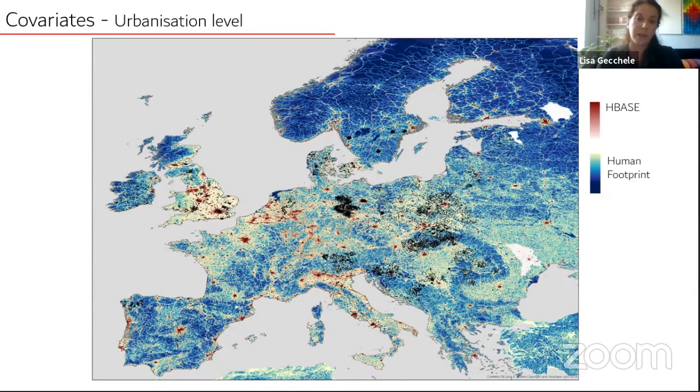Actually, initially I was thinking of combining these two to have one single measurement, but I never really found a meaningful way to do it. So I ended up fitting two models, one with each of them. I'm only going to present the H-base one, but if you want to know about the human footprint, please just let me know. Also, if you have any suggestion on how to effectively combine these two, I'll be glad to hear it.